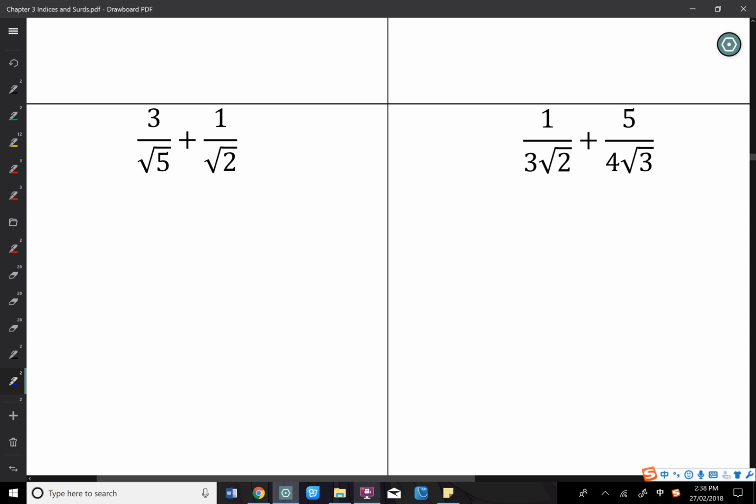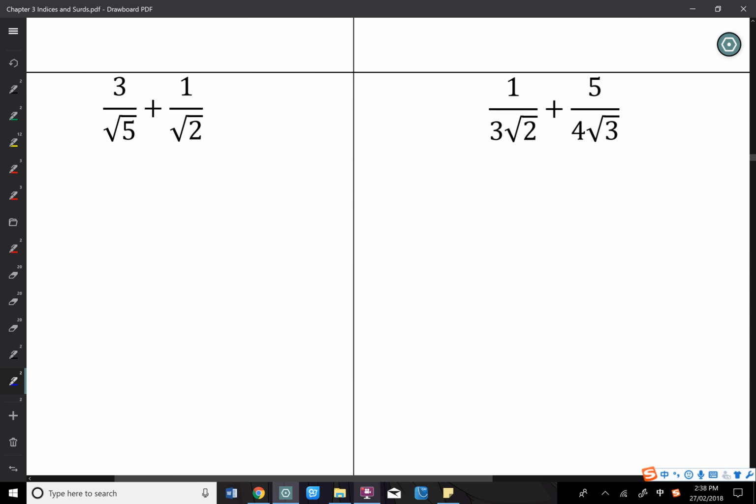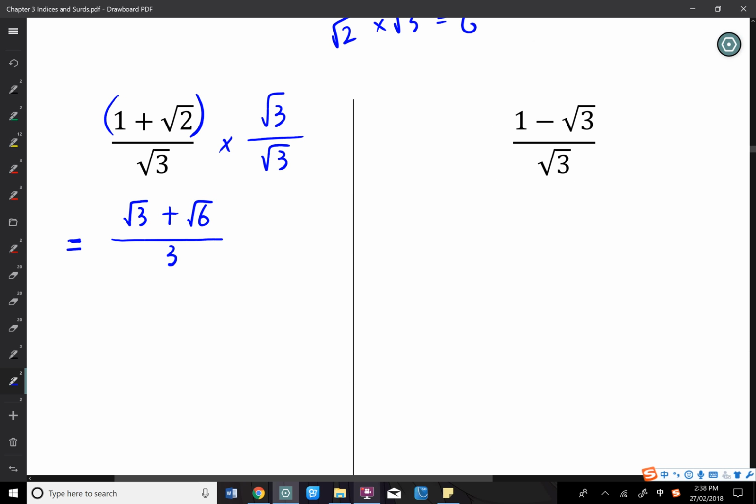Any questions there? Wait, can you just repeat what you said about the question you just did? You can't simplify that. No, you can't add them, because they're not the same. Root 6 can't become a root 3, so you can just leave it as that. If it's a 3 root 3, then we can add it together. Yeah.